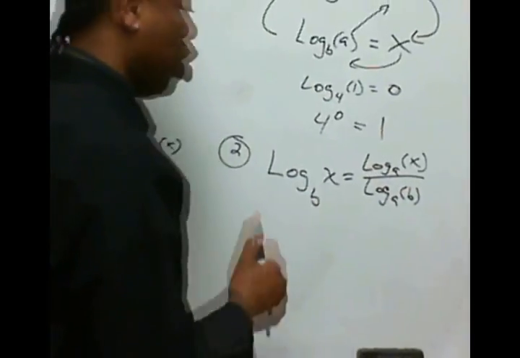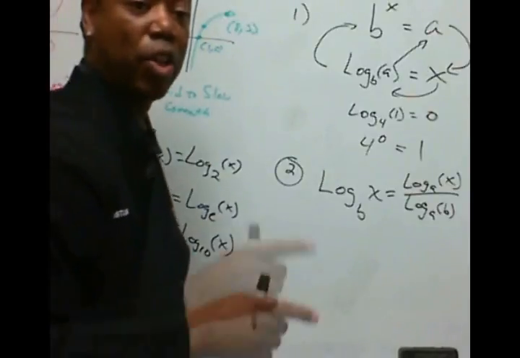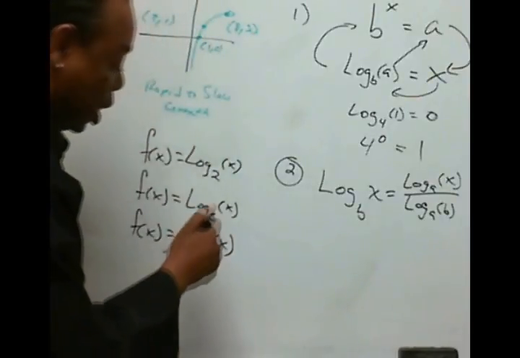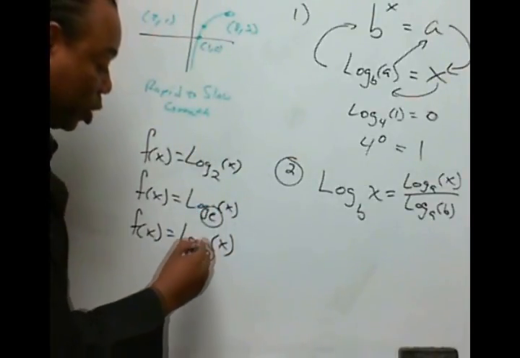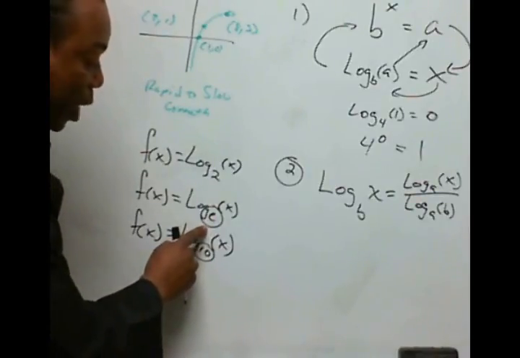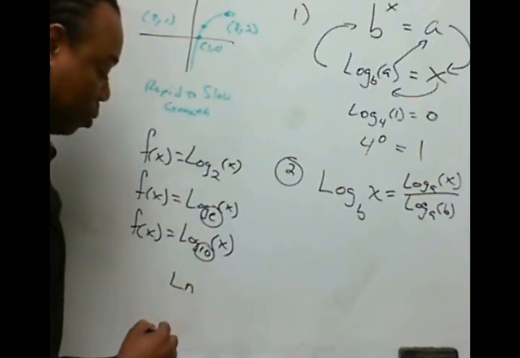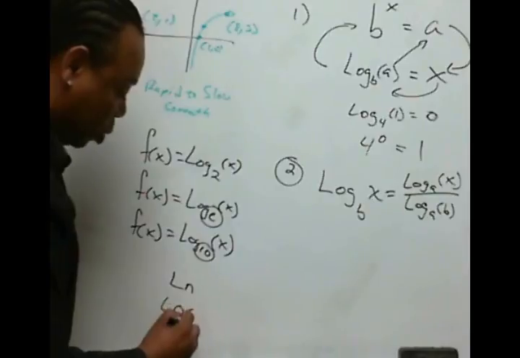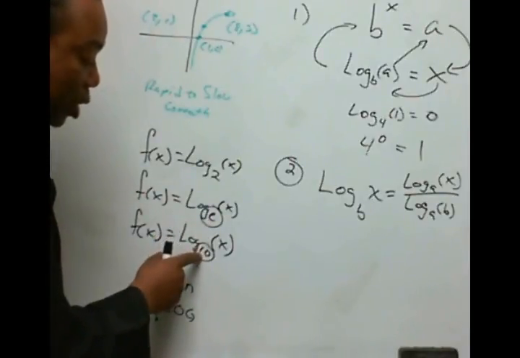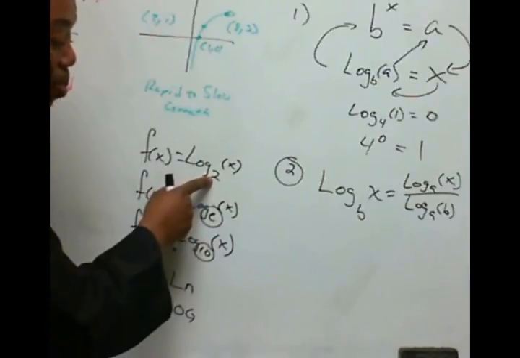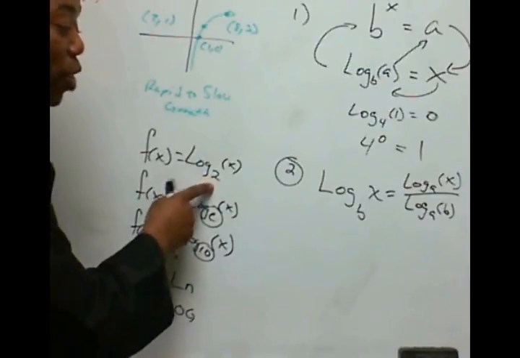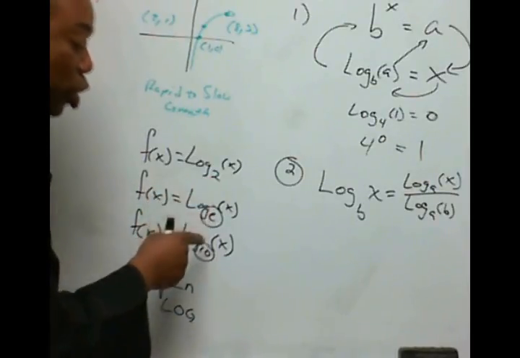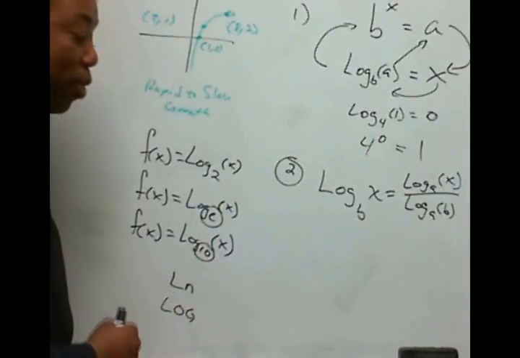This changes the base. The reason we want to change the base is because our calculator can only do 2 bases. Our calculators can do base e, and base 10. The button for base e is ln, and the button for base 10 is the log button. So our calculators can only do base e and base 10. So if the original problem is in base 2, your calculator cannot do it. We would have to use this property to change the base from 2 to either e or 10, so that we can actually use the calculator to get the value of the logarithm.